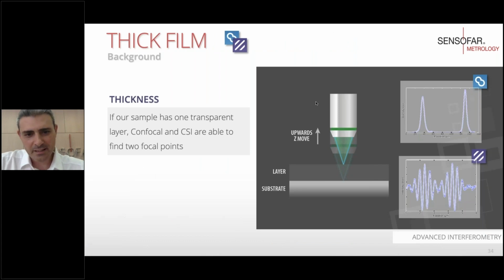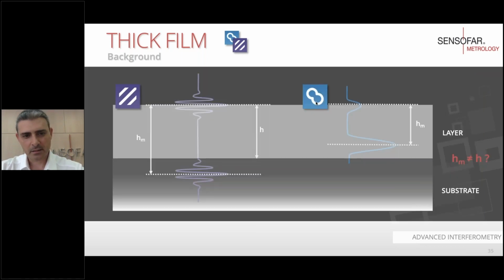As we explained in the previous webinar, we have to perform a vertical scan along the optical axis by crossing the focus position of the objective, and we get two kinds of different signals depending on the technology we are using. The one on the top is the confocal signal, and the one on the bottom is an interferometric signal. So let's explain what's happening for the two technologies.